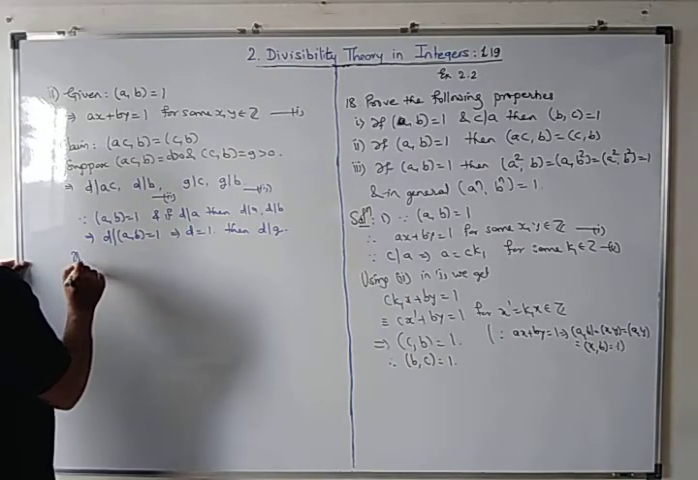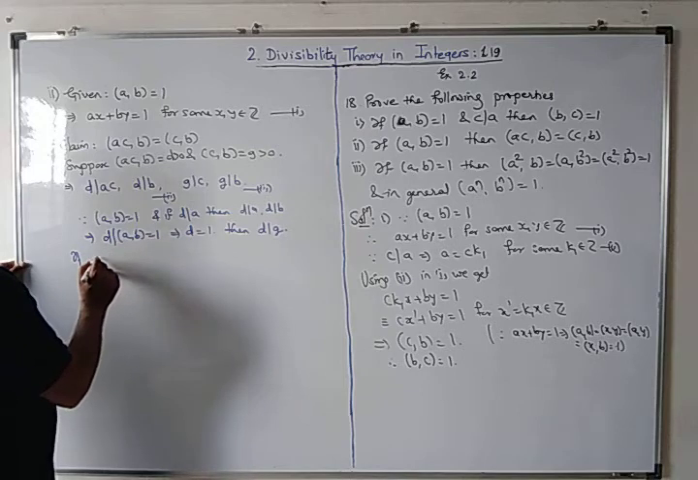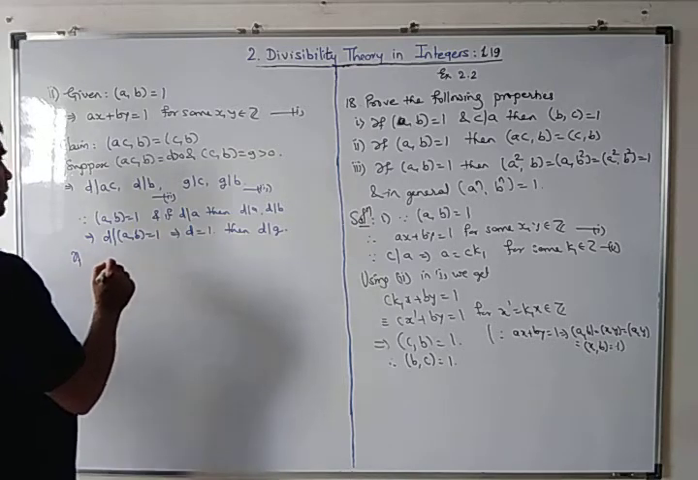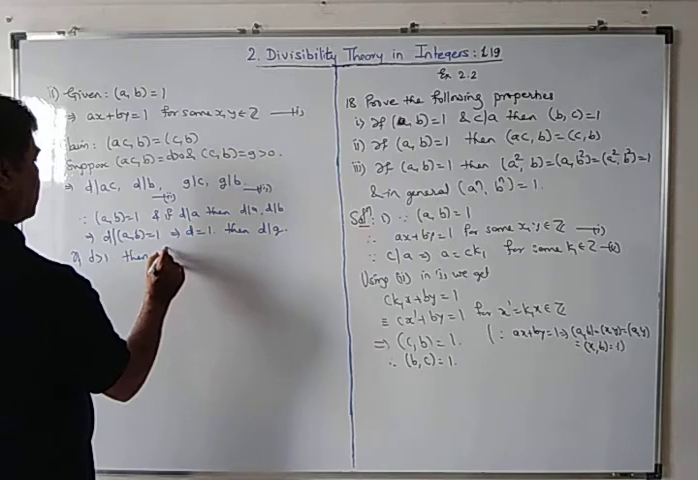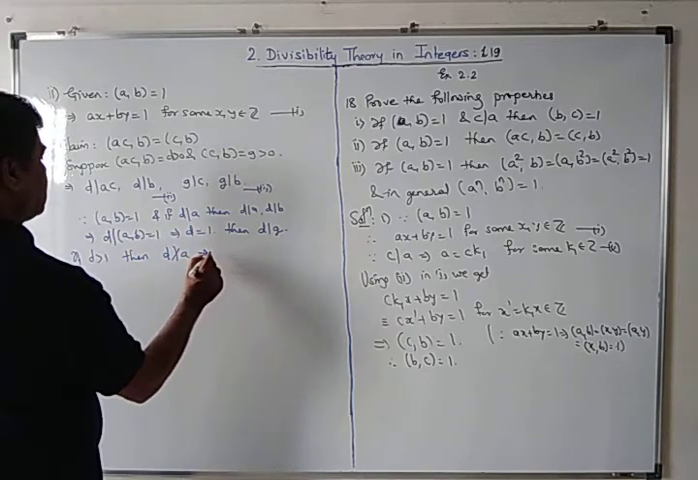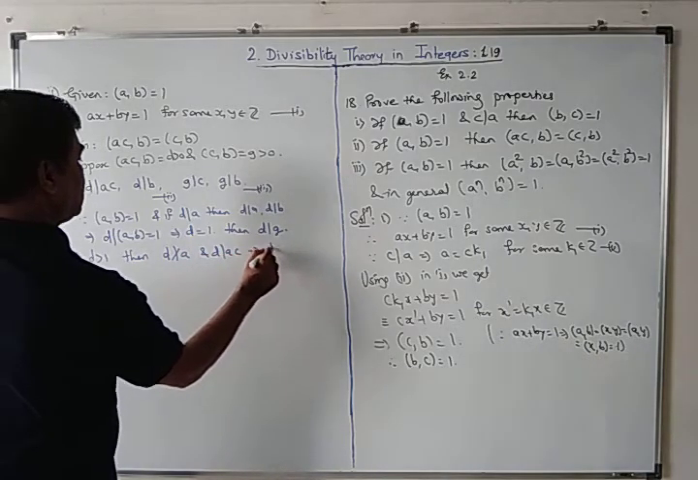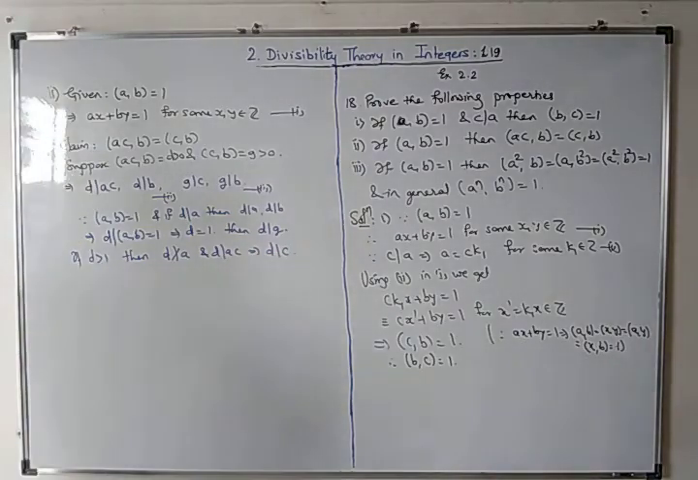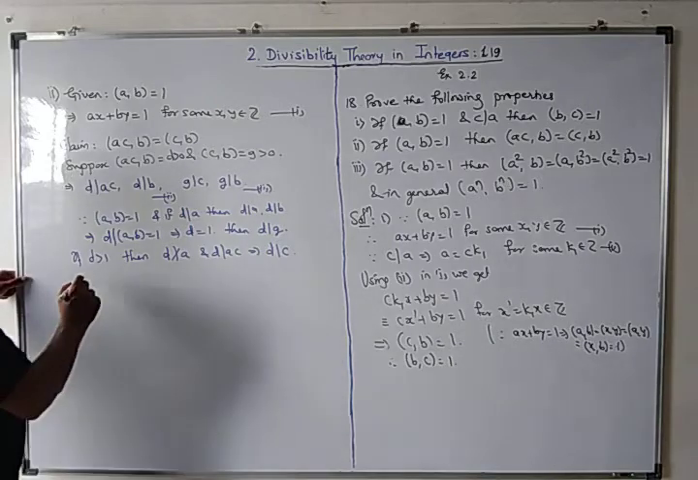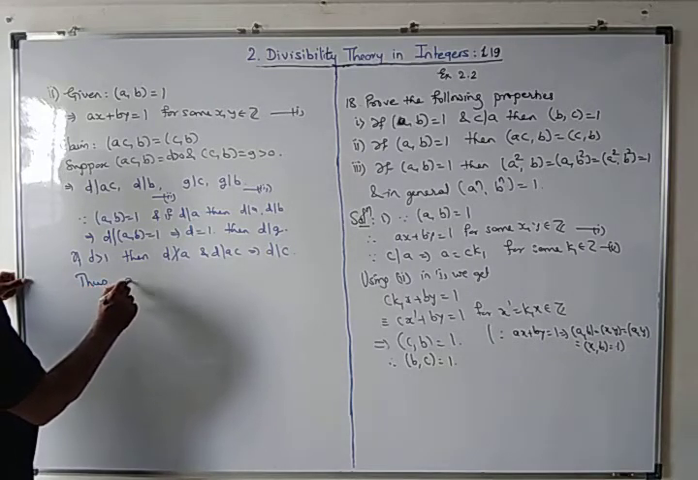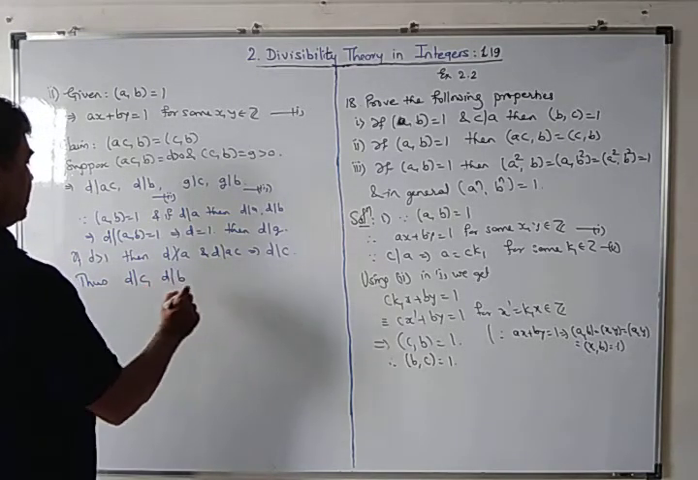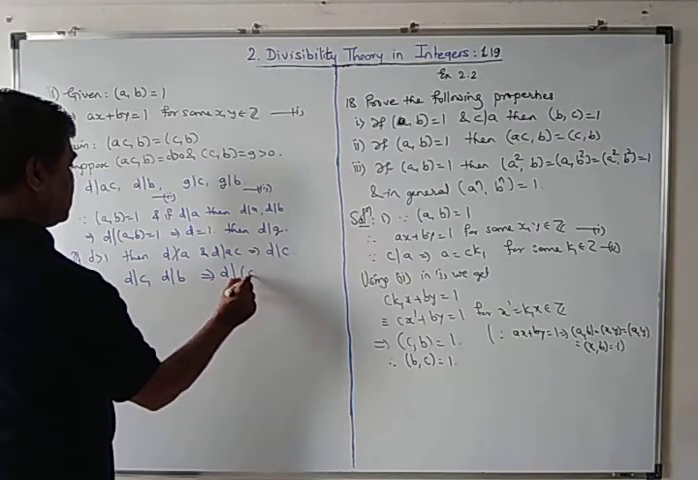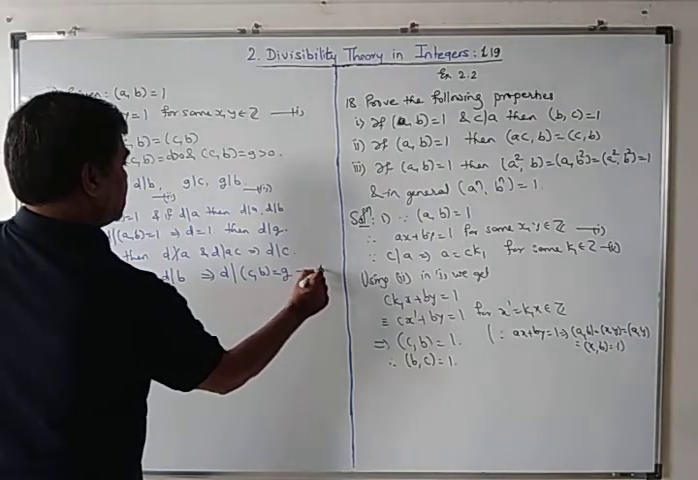Then D divides g. If D doesn't divide A, if D is greater than 1, then D cannot divide A, and D divides AC must imply D divides C. D divides C. Thus, D divides C, D divides B implies D must divide GCD of C, B, which is equal to g. This is A.